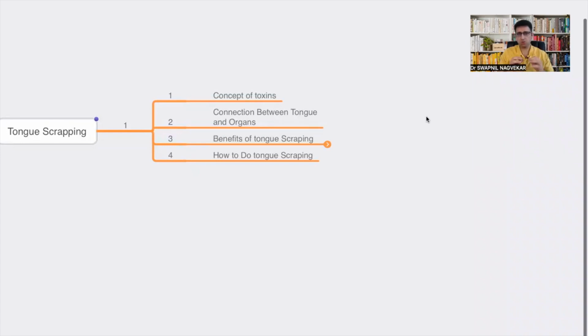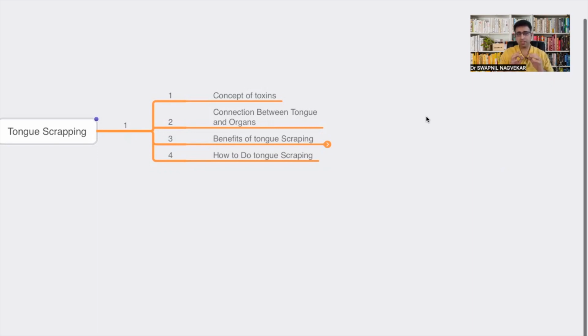The first thing is how toxins accumulate in the body. Toxins can accumulate through whatever intake you have: food, liquids, air, the surroundings. It could also be because of stress, the metabolic waste generated in the body, and emotional factors. When there are too many toxins in our body, it can suppress your immunity and give rise to various diseases. Now, you should remember that a lot of people have bad breath.